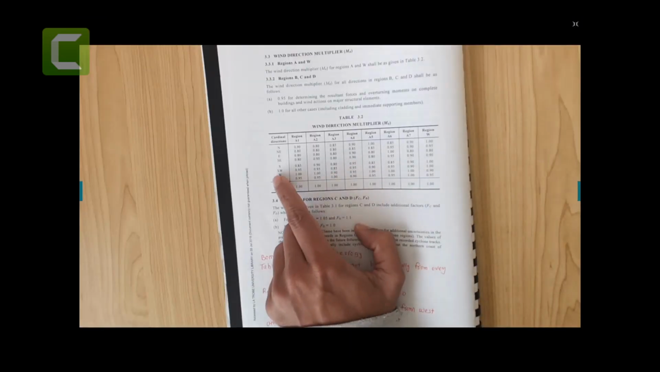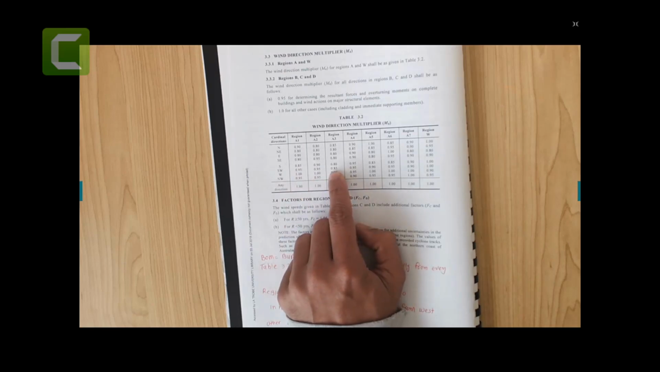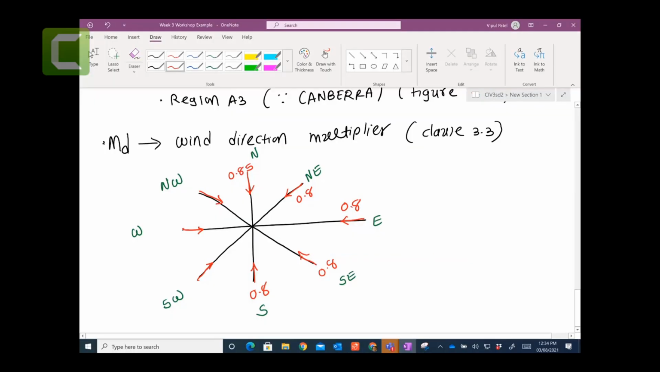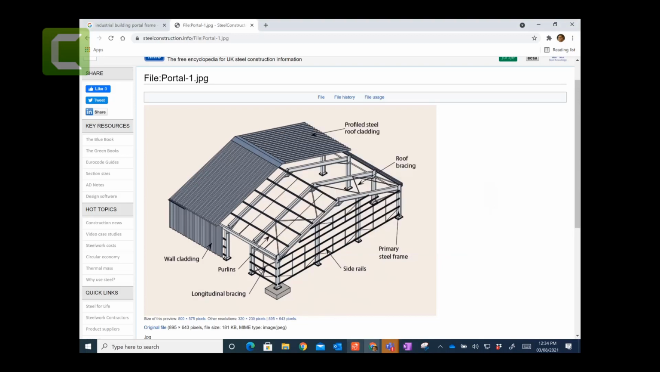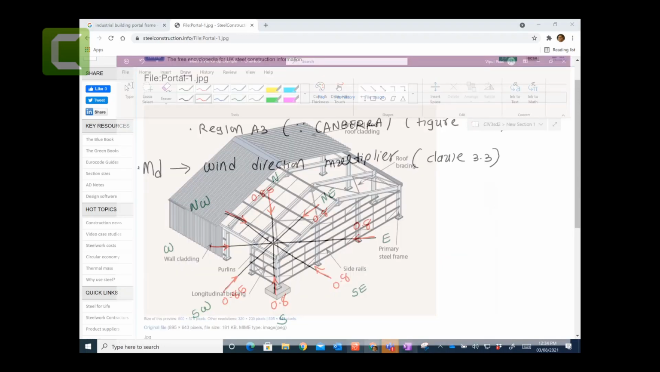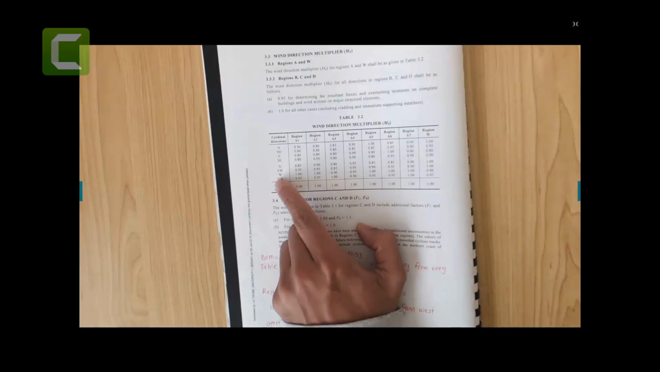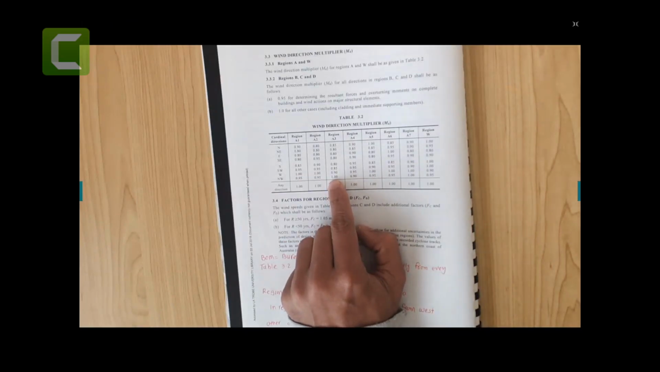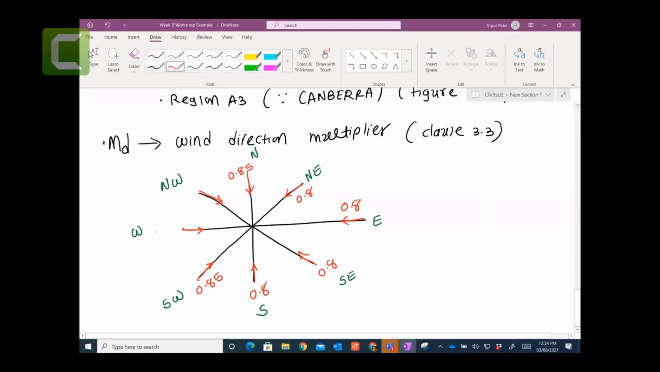Now we are here, southwest 0.85, west is 0.9 and northwest 1. So 0.9 and 1. Right, so this is MD. It has 8 different values depending on the cardinal directions. There are 8 cardinal directions.